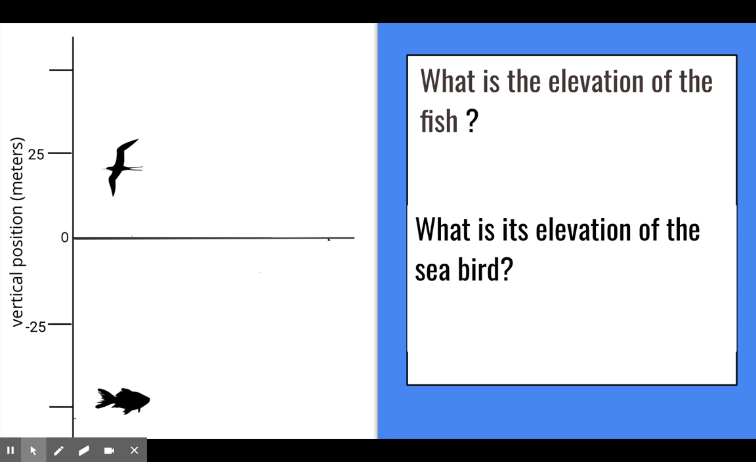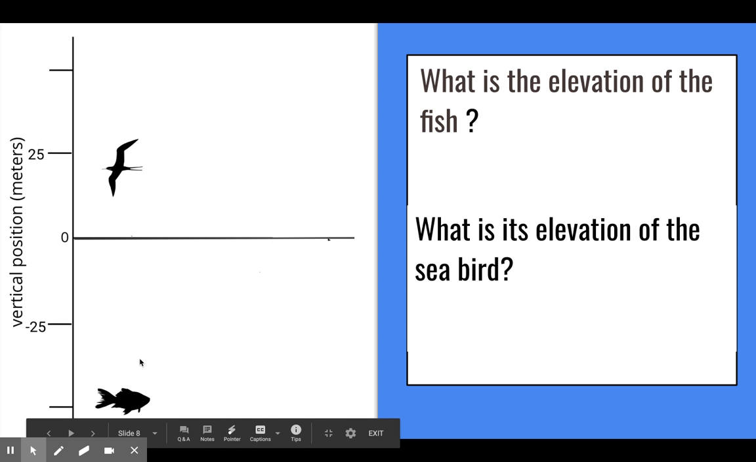And then when I look at the elevation of the seabird, I have to look that it's not exactly at 25. So my guess would be that it's at 23 meters. So if you had anything from 22 to 25, that would be considered correct. But my estimation is that the elevation of the seabird is 23 meters. So once again, for number 1, I had negative 48. And for number 2, I had 23. Okay. Let's keep moving.